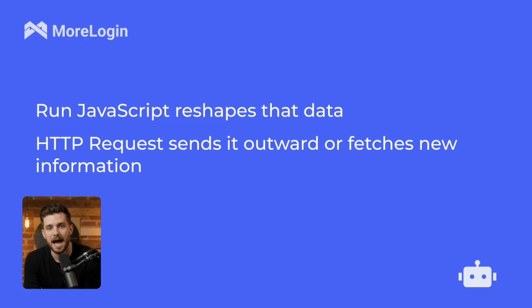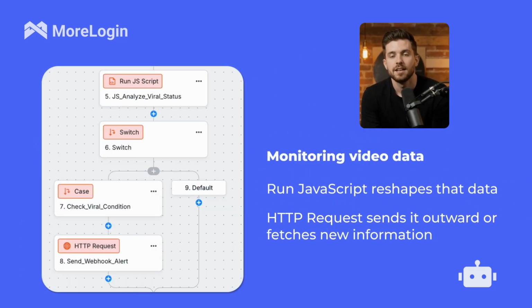These two nodes are powerful on their own, but they also work very well together. A common pattern looks like the workflow receives or collects data, Run JavaScript reshapes that data, HTTP request sends it outward or fetches new information, and later steps continue using the result. And there you have it.